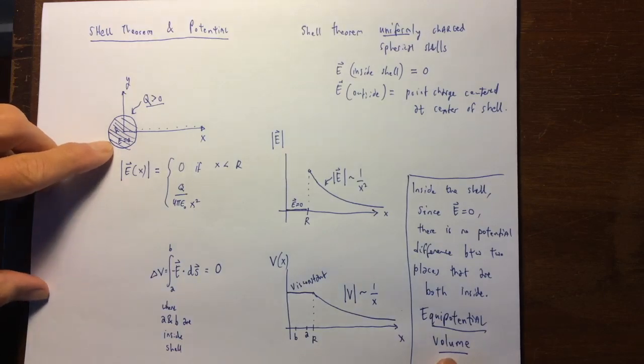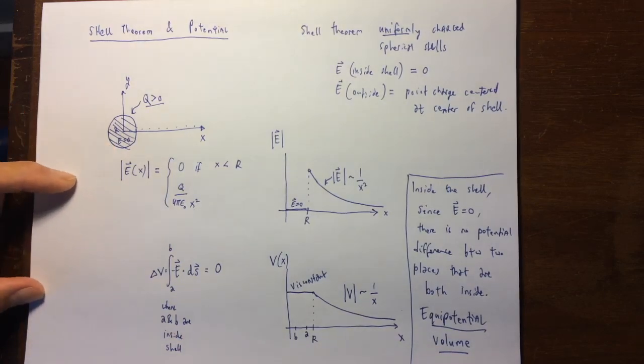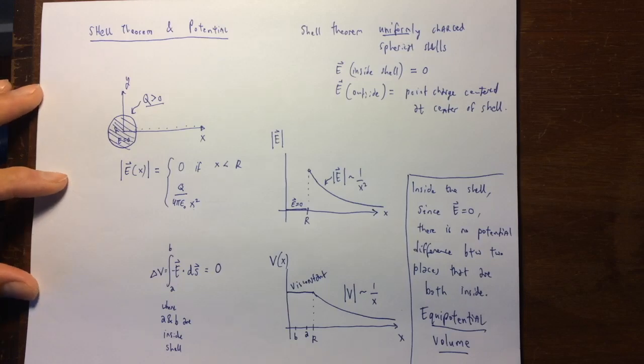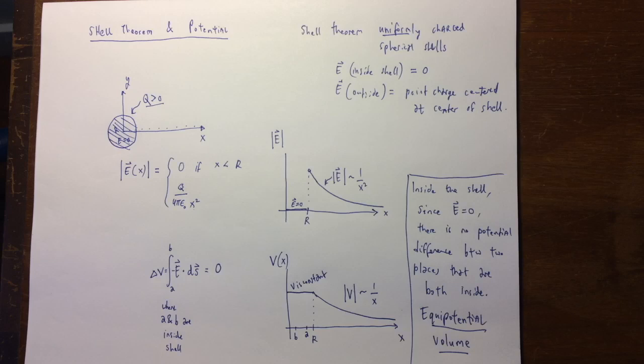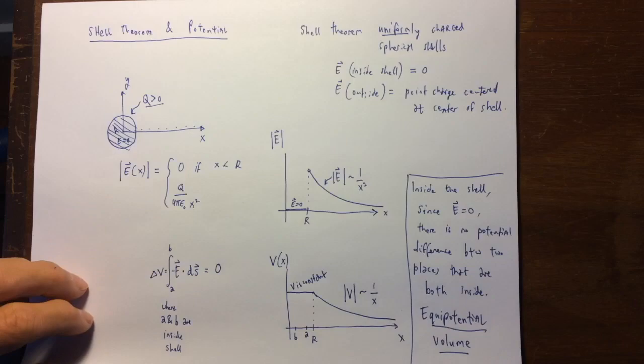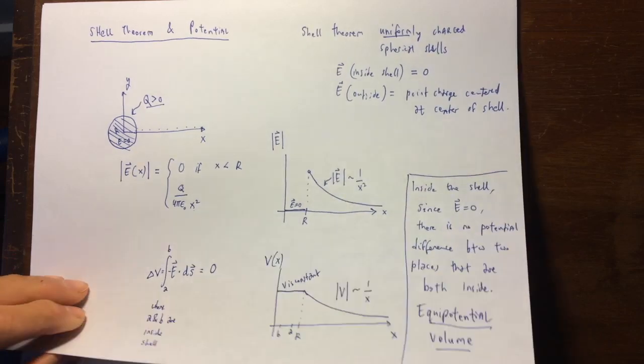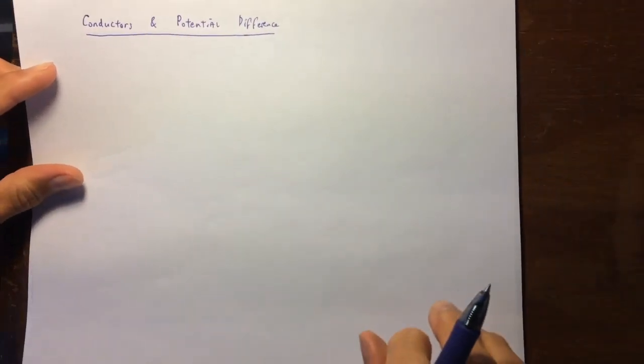We studied equipotential surfaces before, a video ago, when I was describing to you the relationship between the field lines and equipotential surfaces. But here is an equipotential volume. The entire volume has the same value of potential. All right, so an interesting thing to wonder about is, what about conductors and potential difference?